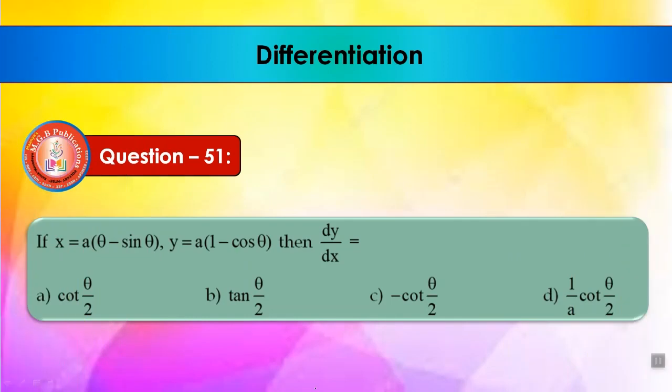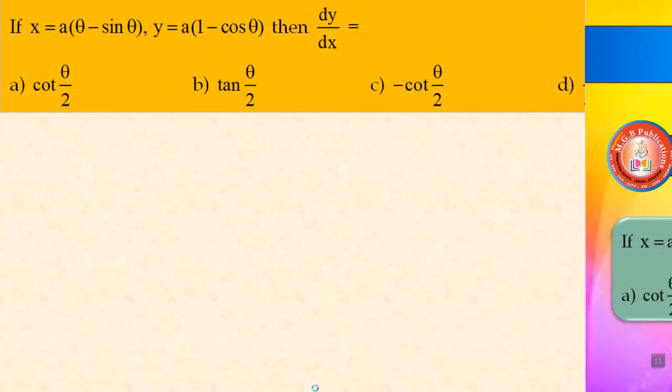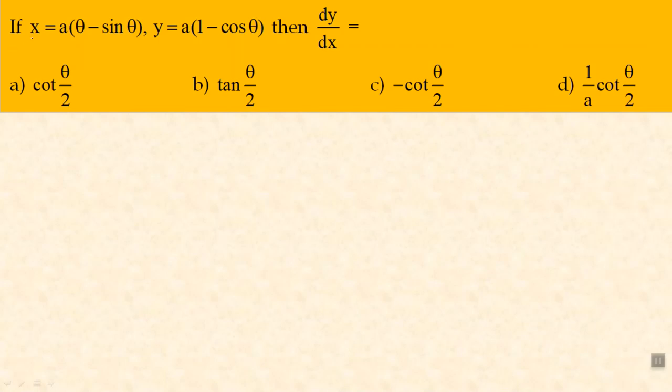Dear students, see the question number 51. Read the question and write it. The question is, if x is equal to a into theta minus sin theta, y is equal to a into 1 minus cos theta, then dy by dx is equal to. Options are cot theta by 2, tan theta by 2, minus cot theta by 2, 1 by a into cot theta by 2. Let us find this.